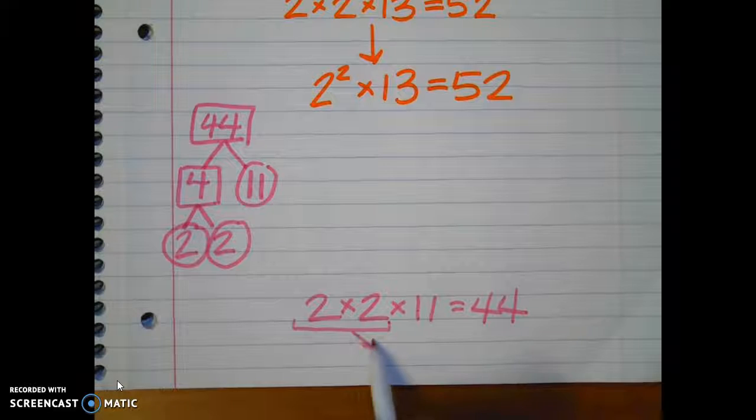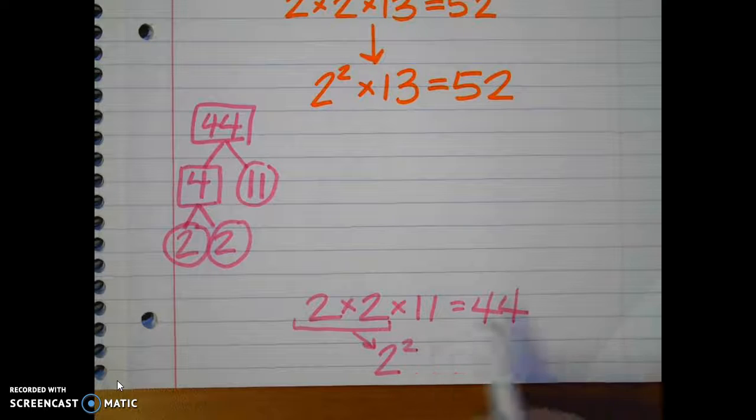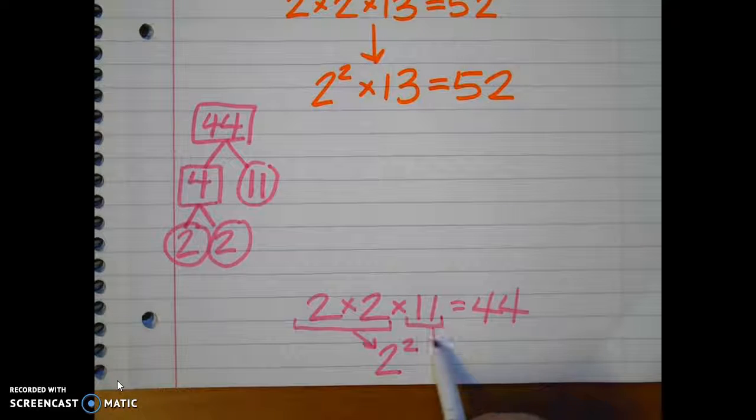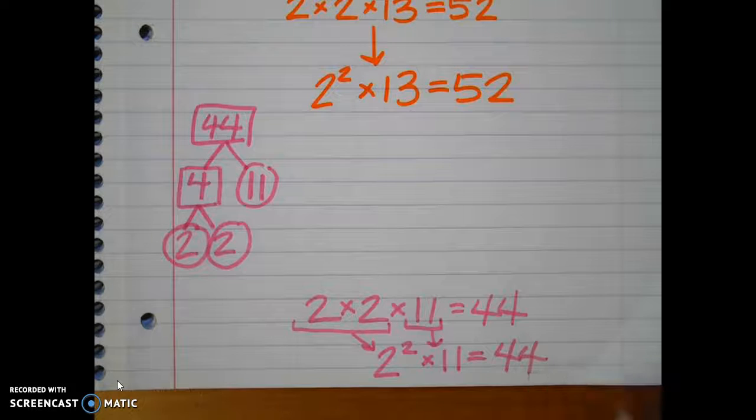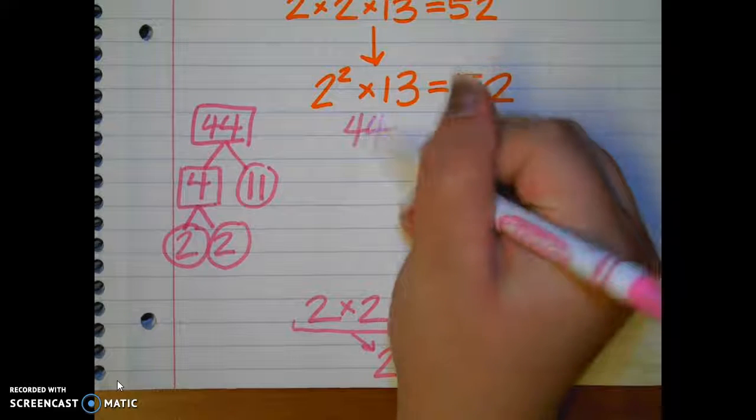2 times 2 gives us 2 to the power of 2. Then we bring down the 11 times 11, which also gives us 44. And like I said, there are multiple ways to do this. We could have started with 2 as well.